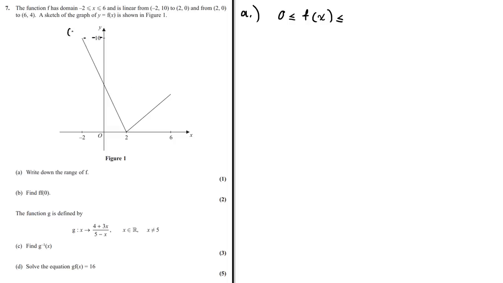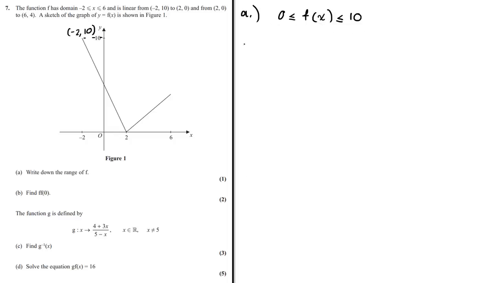Okay, we know this is -2, 10. So the largest output value, the largest y value we take, is 10. So the upper bound here would just be 10 for our range, and that simply gives us the range there. Okay, so that's part A done, getting us the first mark in this question.